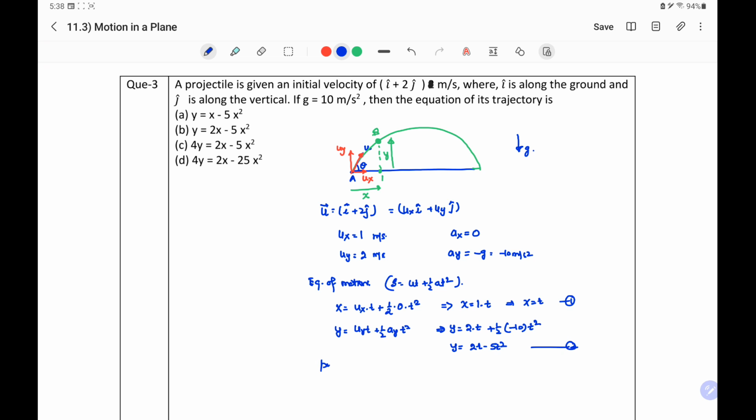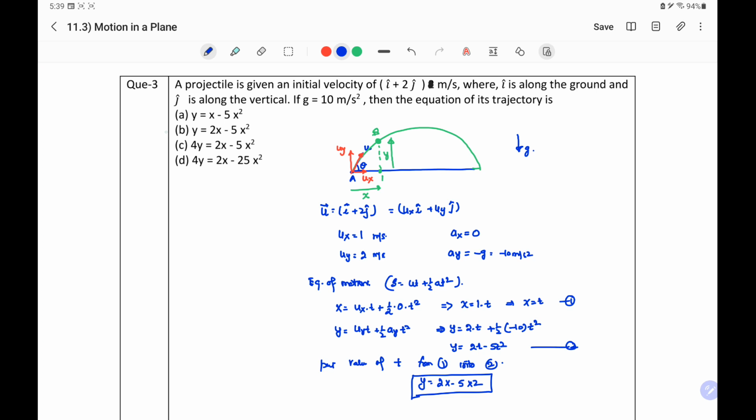Now put value of t from equation 1 into equation number 2, and we will get y equal to 2x minus 5x square. This is the relation of x and y and gives the trajectory. So our option B.